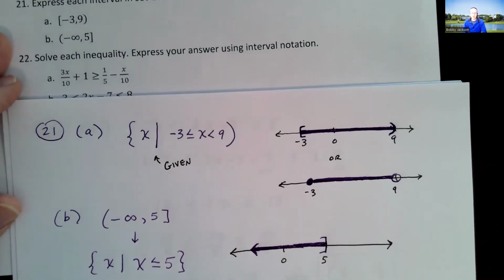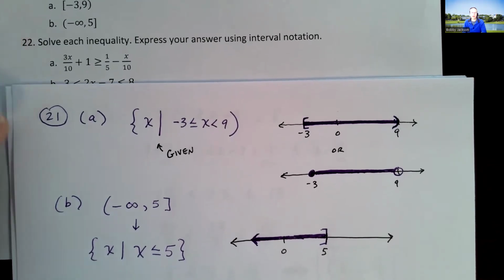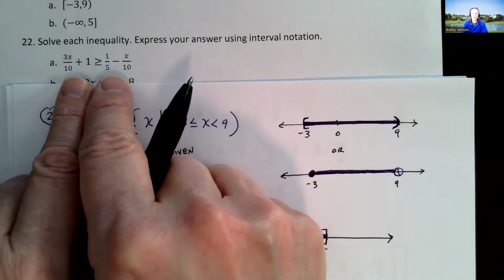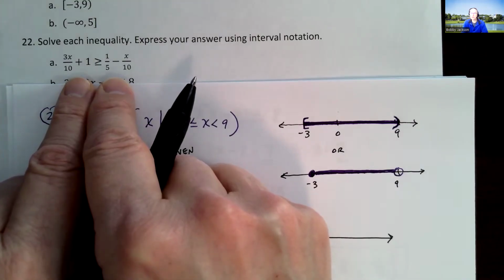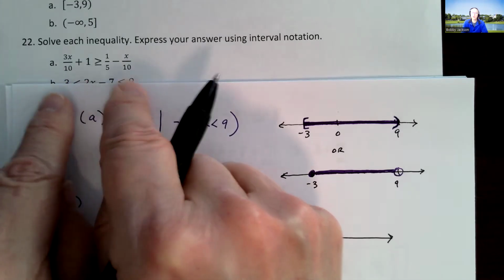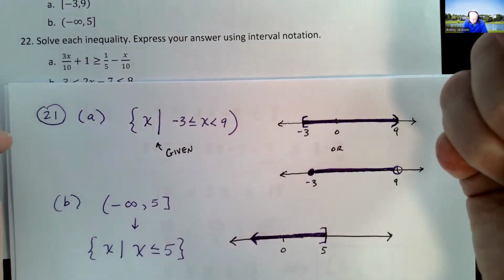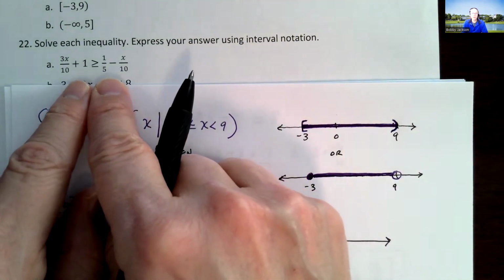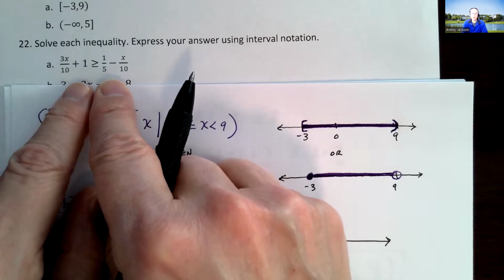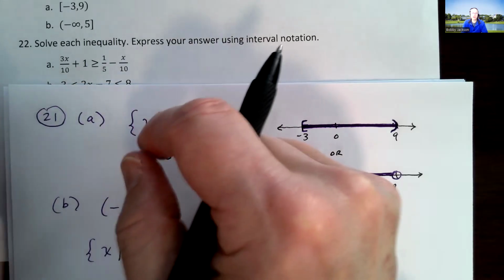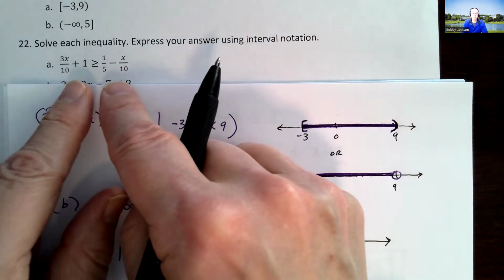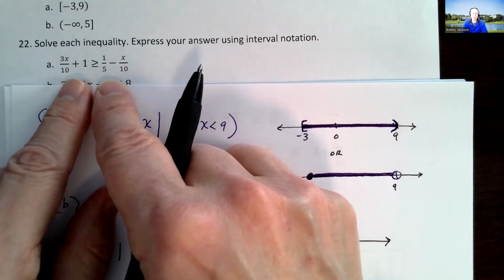In 22, we have some inequalities to solve. So let's look at this first one. How do I solve this inequality? Well, this is a linear inequality, so we solve it just like we would a linear equation. The one thing we got to be careful with is if we multiply or divide by a negative number, we have to change the direction of the inequality. This one here has a lot of fractions in it. What I want to do is multiply by the least common denominator to get rid of those fractions. That makes it easier. You can work with just the fractions, and that's fine, but I'm going to do it this way to make life a little bit easier.